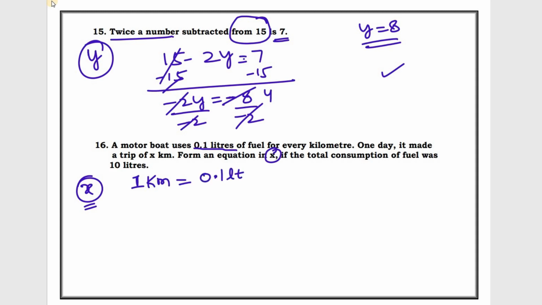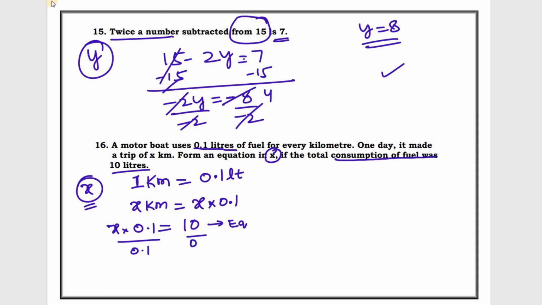So if it made a trip of x kilometers, you have to multiply x times 0.1. According to the given problem, the total consumption of the fuel was 10 liters. So x times 0.1 is equal to 10 liters. So we have set up an equation. Now dividing by 0.1, the 0.1 cancels out. So 10 over 0.1, when I simplify that, I get 100. So the total consumption of 10 liters is for 100 kilometers. So I got x is equal to 100 kilometers.